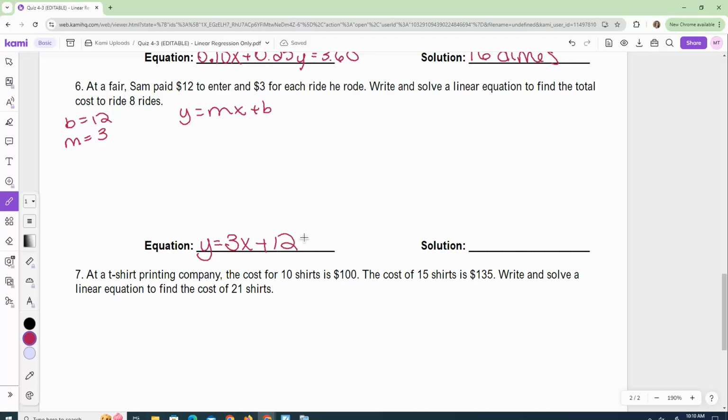Then I want to find the cost for 8 rides. Okay, do you think the 8 is my X or my Y? X. Y is our cost. I told you Y is almost always going to be the dollar amount. So if I plug in an 8, because I have to pay $3 for every ride, so 3 times 8. We get 24 plus 12 for $36 for the total cost.